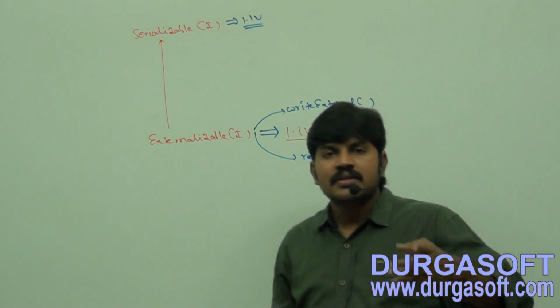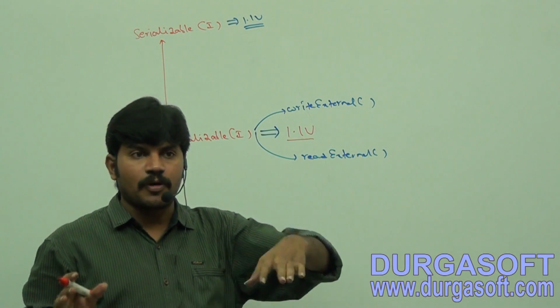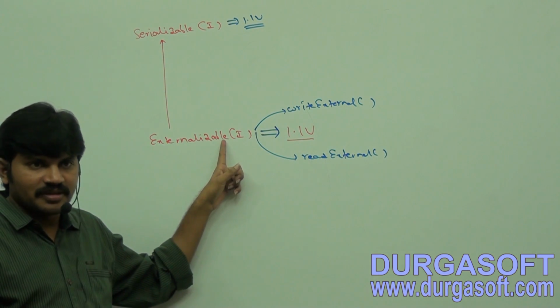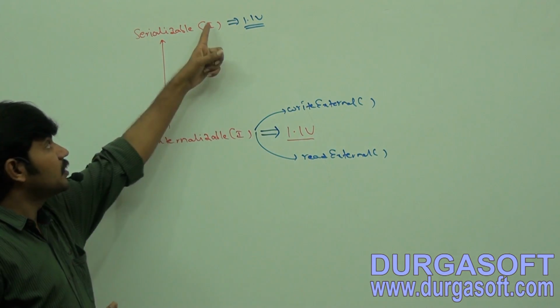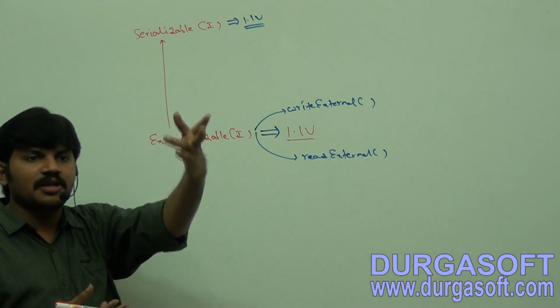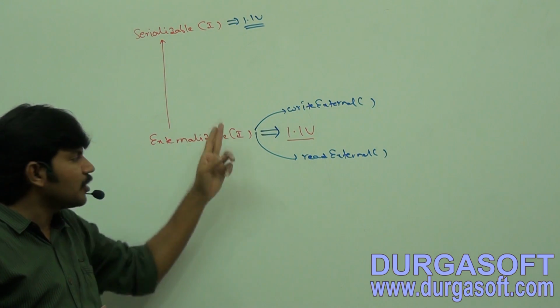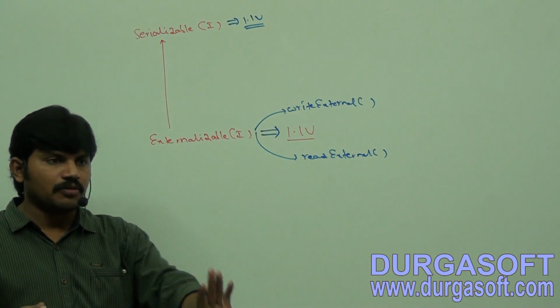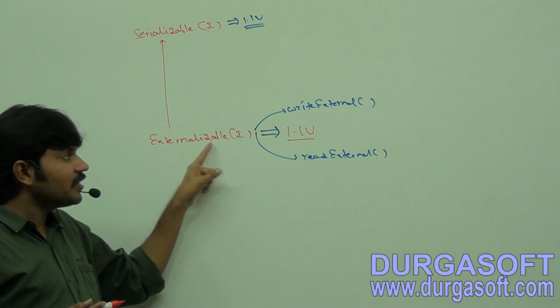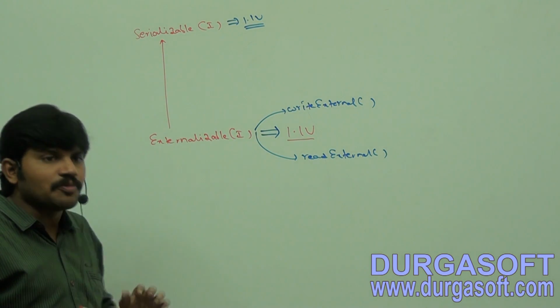But why is the serialization concept more popular than externalization? Externalization is not that popular, but serialization is very popular. Everyone can talk for at least 10 minutes about Serializable. But can you please talk about Externalizable? No, I don't know. Why is this one not that popular?